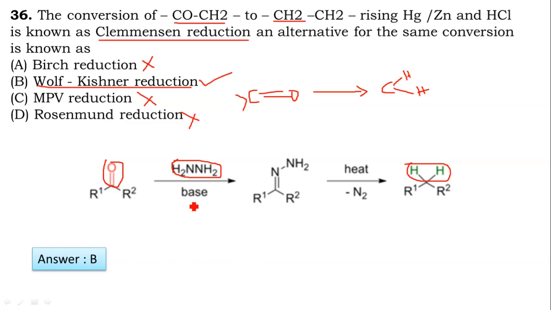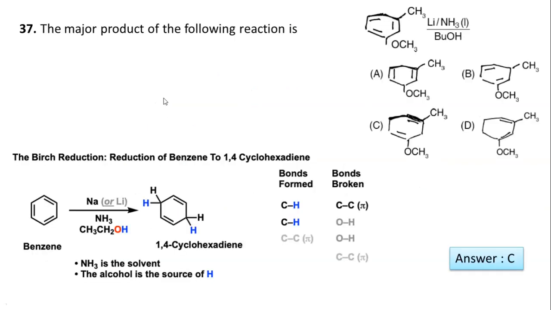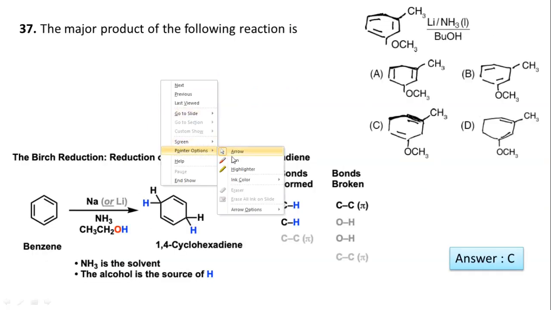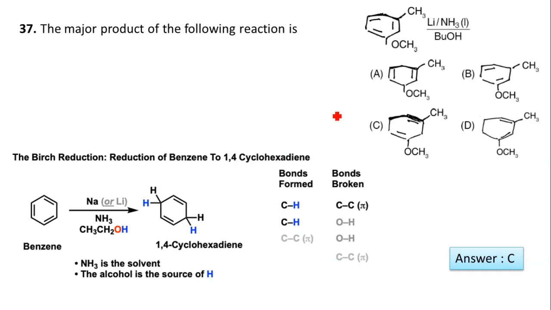Next question, 37. The major product formed in this reaction is, given the reactant, Li, NH3, t-BuOH. What was the product? Here the reaction is a Birch reduction reaction.